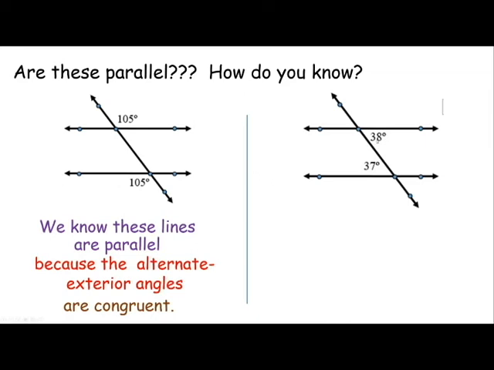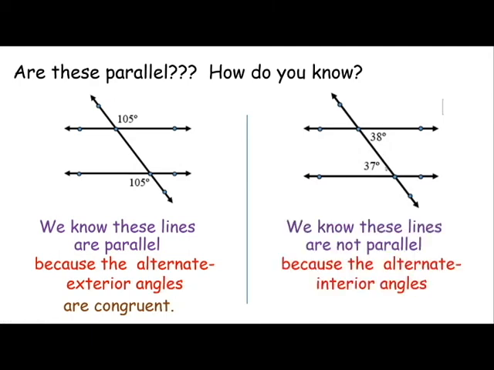I'm looking at these. These are on the inside of the parallel lines. They are on different sides of the transversal. These are alternate interior. Notice it's acute and acute. These should be congruent if the lines are parallel. So I would say, no, these are not parallel because the alternate interior angles are not congruent.